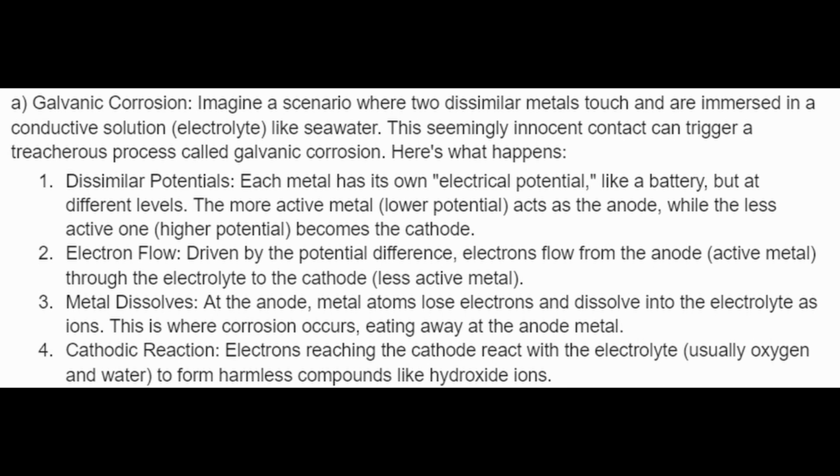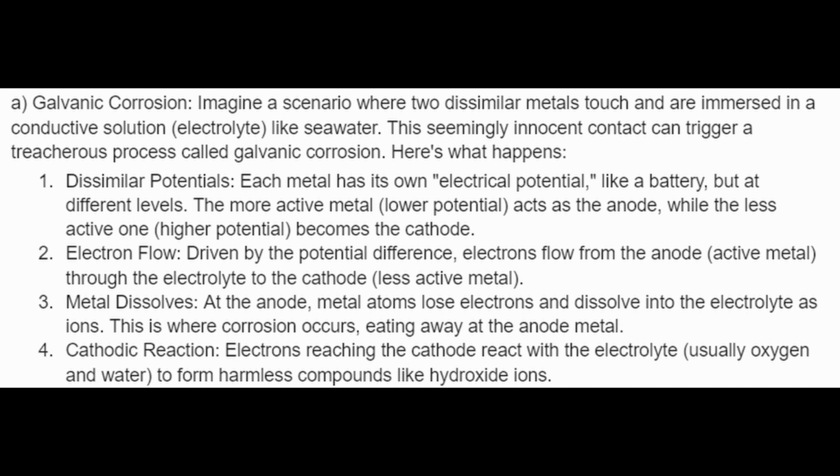2. Electron flow. Driven by the potential difference, electrons flow from the anode, active metal, through the electrolyte to the cathode, less active metal. 3. Metal dissolves. At the anode, metal atoms lose electrons and dissolve into the electrolyte as ions. This is where corrosion occurs, eating away at the anode metal.